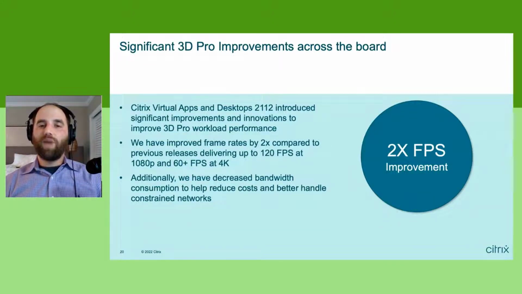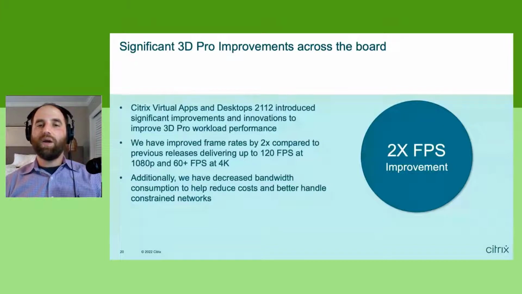Now we have improved frame rates that are more than double compared to previous releases. What that means is up to 120 frames per second at full HD 1080p resolution, or 60 plus frames per second at 4K. And this is across demanding workloads in multi-monitor scenarios. Now, even if you don't need that kind of high-level frame rates, which admittedly a lot of applications may not, we've still decreased the bandwidth consumption to help customers reduce cost and better handle constrained networks. So incredible innovations across the board.